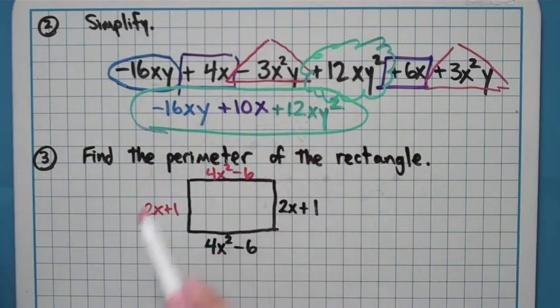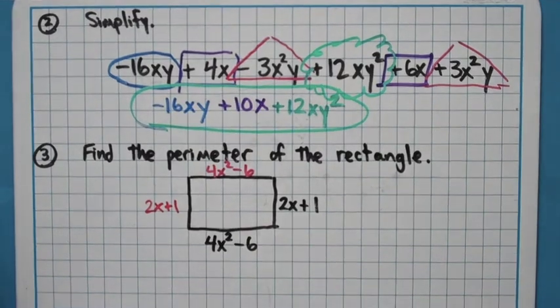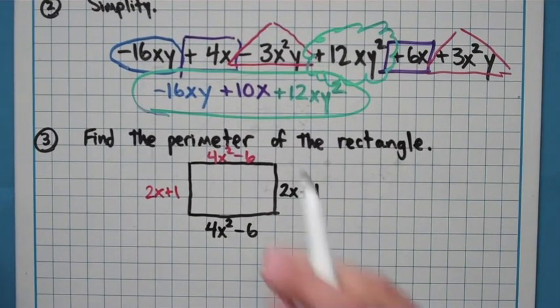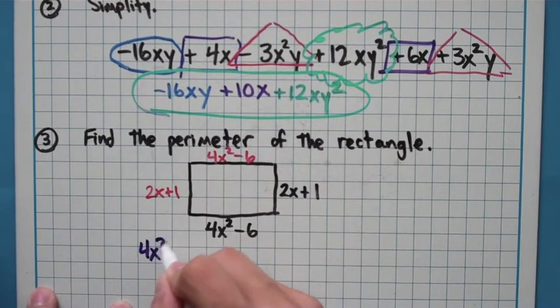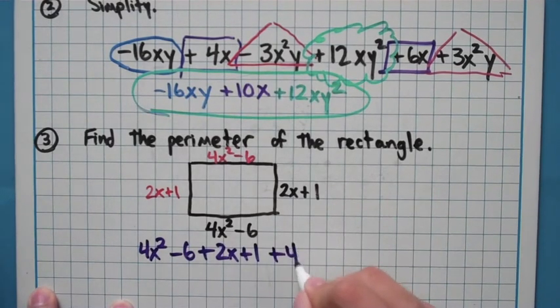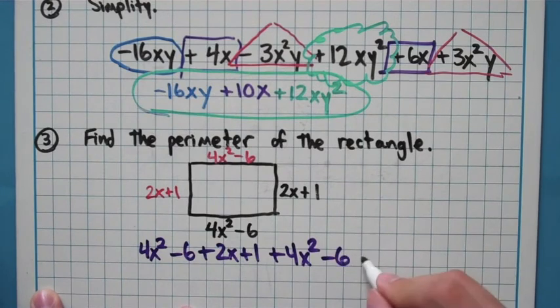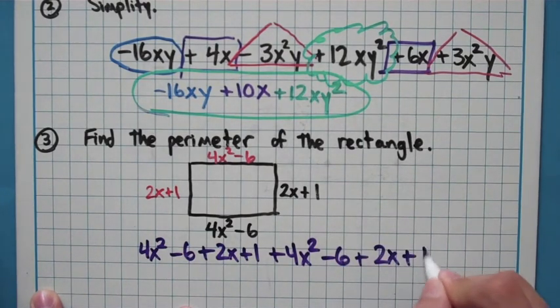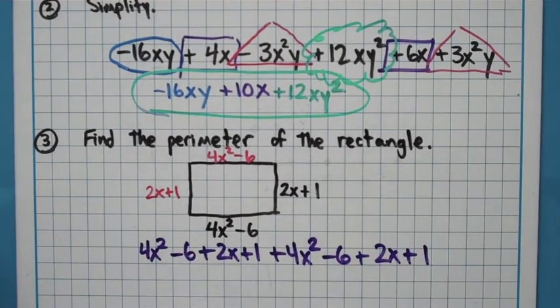Perimeter means you add all of your sides up. So I'm going to add all 4 of those sides together. So I'll write them out just to be able to see what's going on there. It'll make it a little clearer. I will end up with, starting with the top, 4x squared minus 6 plus 2x plus 1 plus 4x squared minus 6 plus 2x plus 1. All 4 of those pieces there.